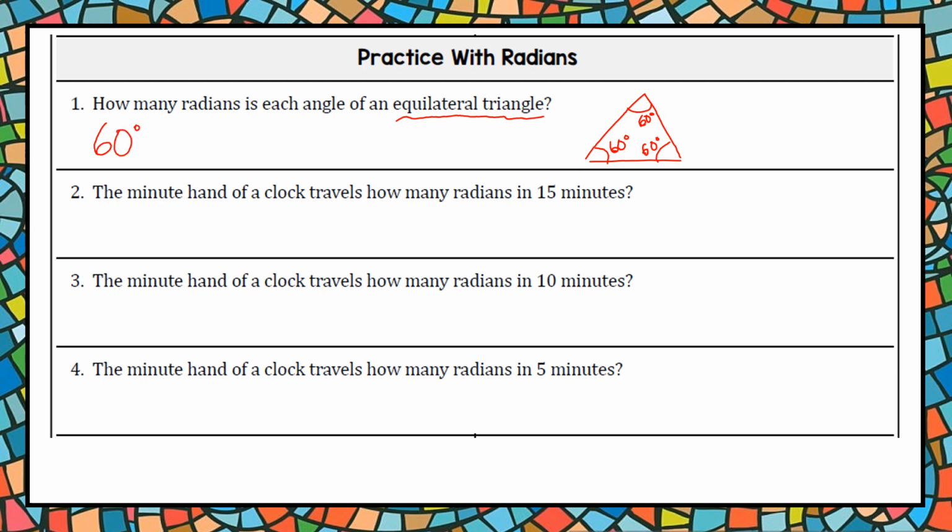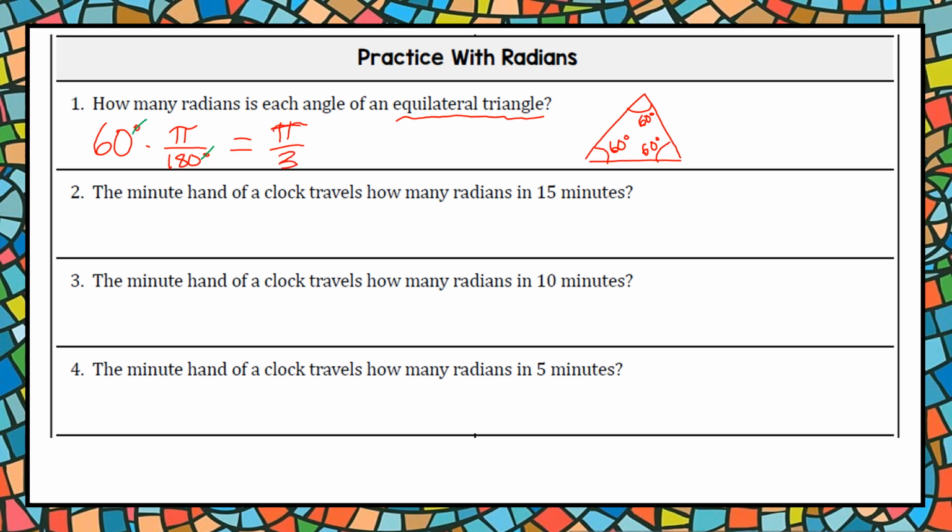To do that, I'm going to multiply by my conversion factor, which is pi over 180 degrees. Again, the degree symbols cancel, and I'm able to simplify a little bit when I multiply together to get 1/3 pi, or usually you just see that written as pi over 3.